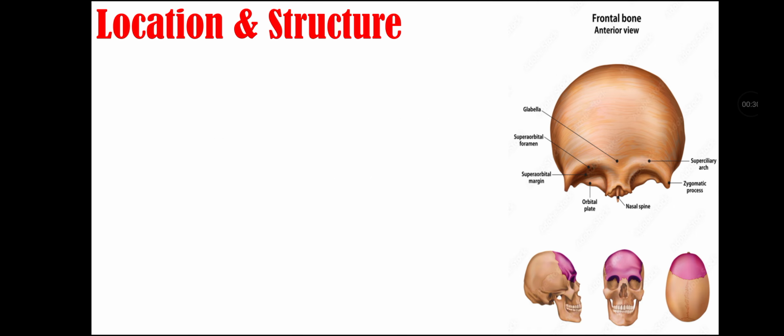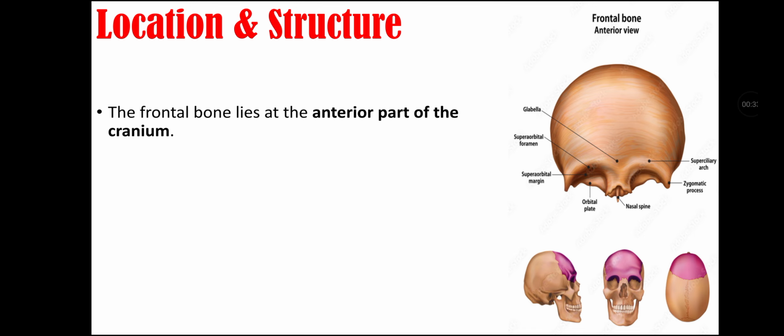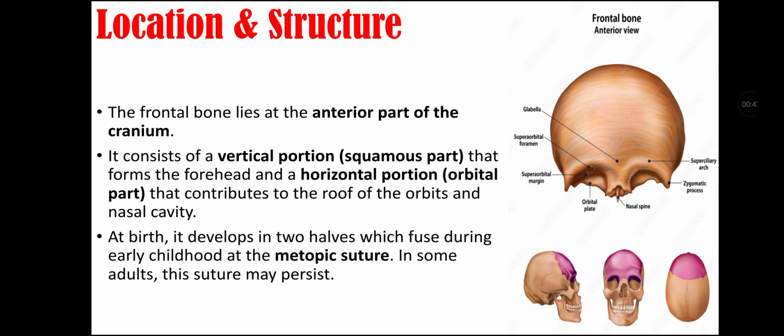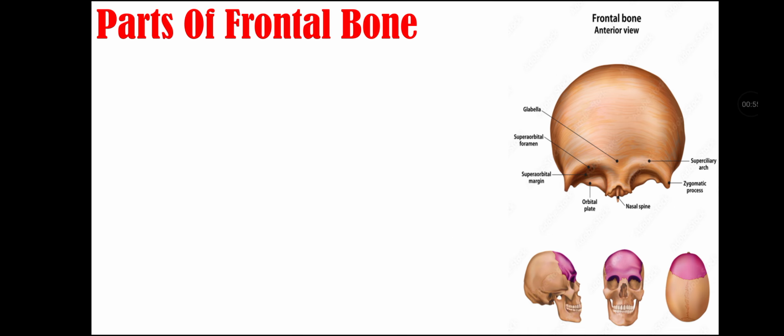Location and structure of frontal bone. Frontal bone lies at the anterior part of cranium. It consists of a vertical portion, that is squamous part, that forms the forehead, and a horizontal portion, that is orbital part, that contributes to the roof of the orbit and nasal cavity. At birth, it develops in two halves which fuse during early childhood at the metopic suture. In some adults, this suture may persist.